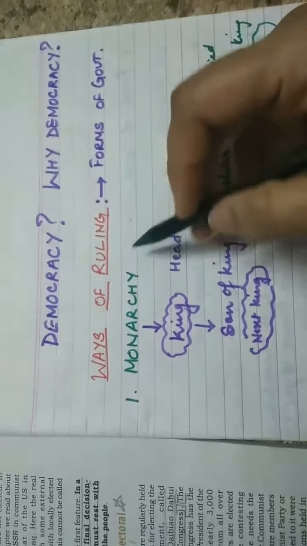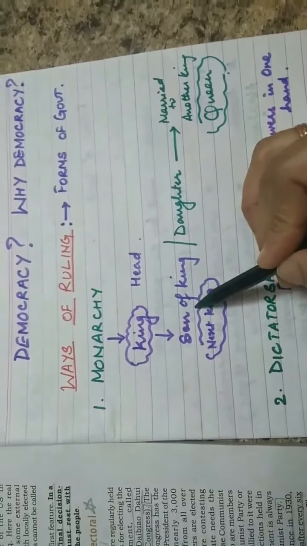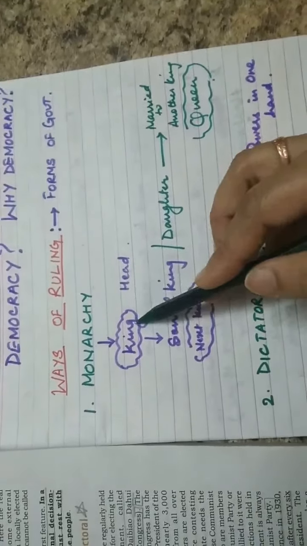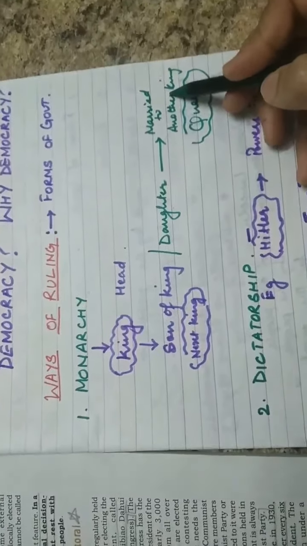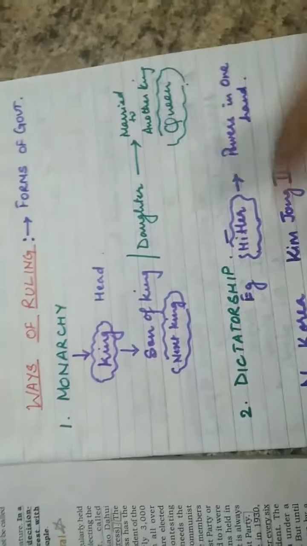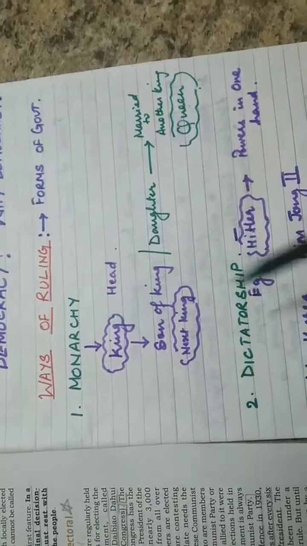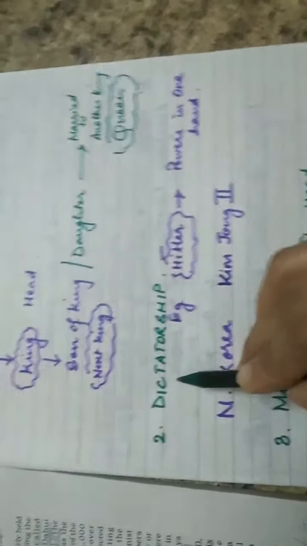The first one that we have already done is the monarchical form, where the head is the king and then the son of the king becomes the next king. If the king has a daughter, then that daughter is married to some other king and she becomes the queen of that estate. So this is one form of ruling, monarchy. Now the second form of ruling is dictatorship.